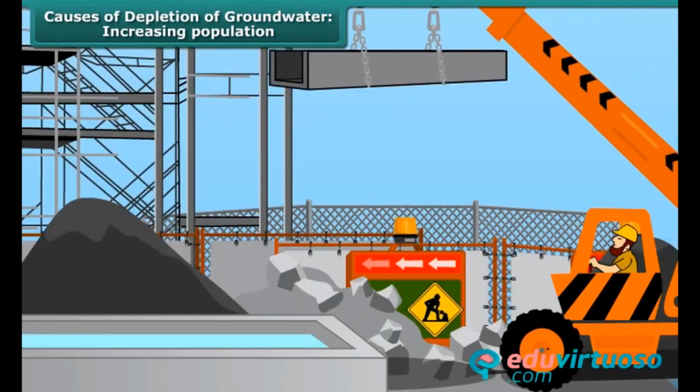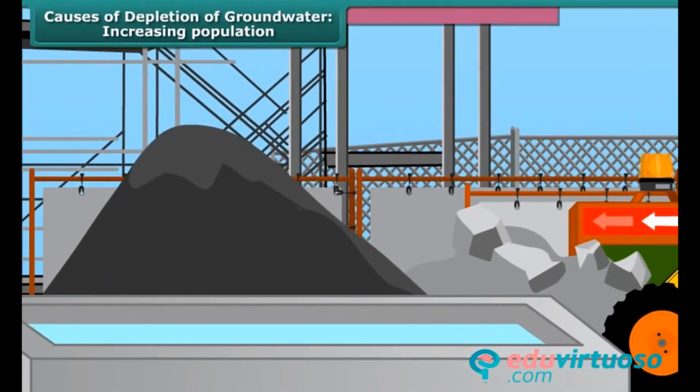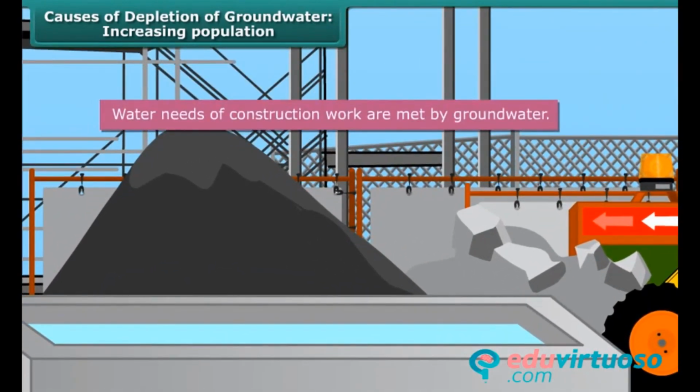Moreover, a large quantity of water is required for construction work. Groundwater is often used for this purpose. All these factors lead to the depletion of groundwater.